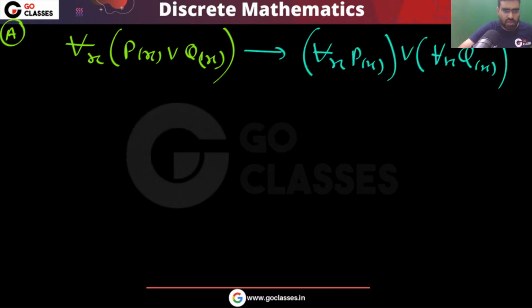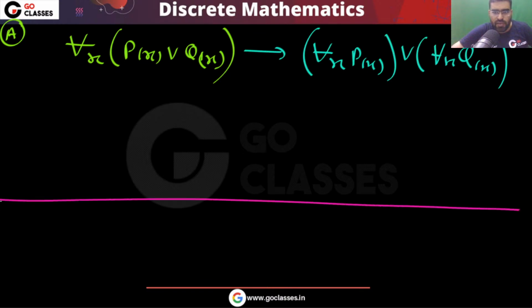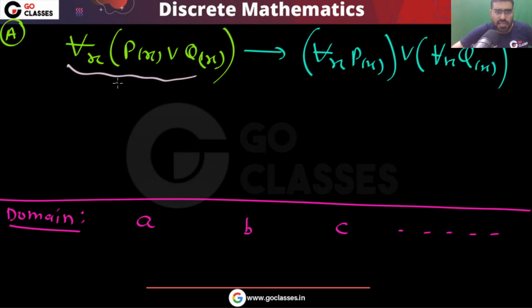The same question you can solve if you don't want to solve intuitively. If intuition is not clear, you can still solve this question. Let me tell you how. Very simple: you take a domain, some domain like A, B, C. Now let's call this X and let's call this Y. Is it possible that X is true and Y is false?